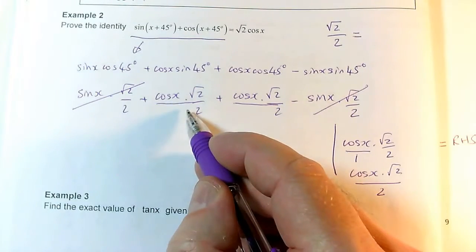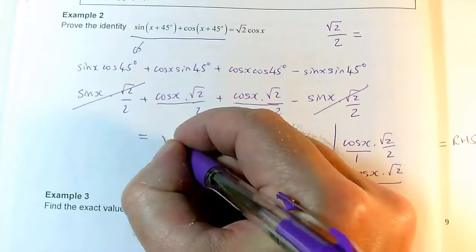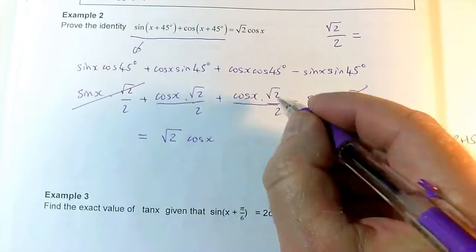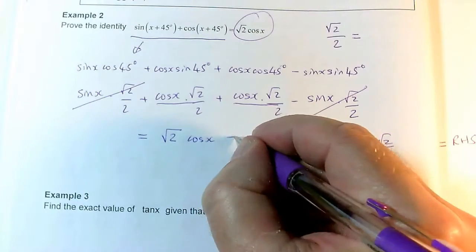So I'm adding something, half of something, to another half of that same something. So the answer is root 2 lots of cos x. So I've got half a root 2x here and half a root 2x here. So the answer is root 2 cos x. Oh look, which equals the right hand side.